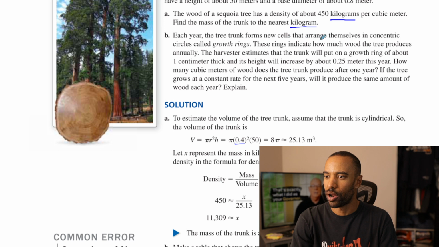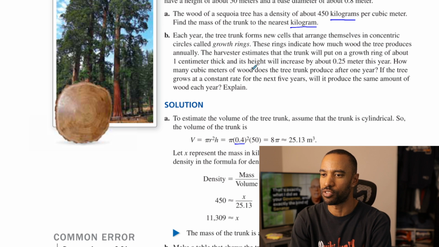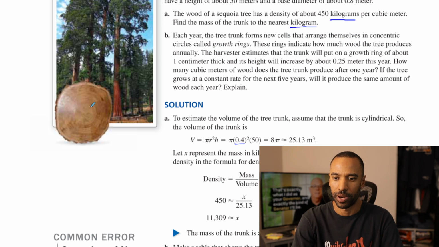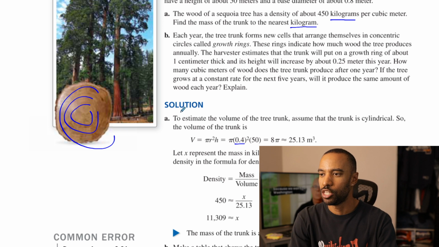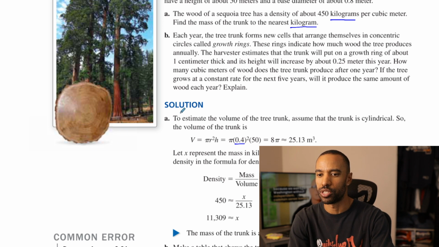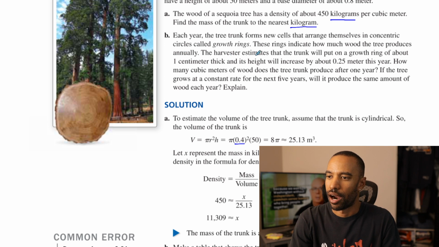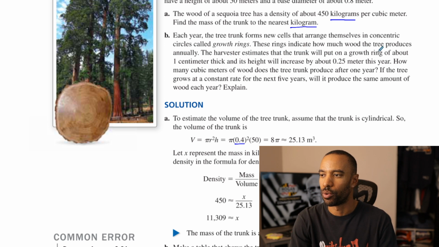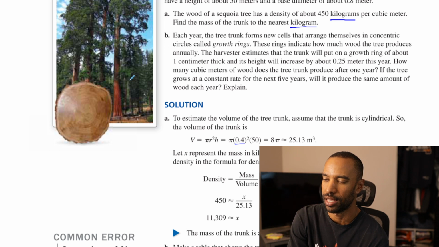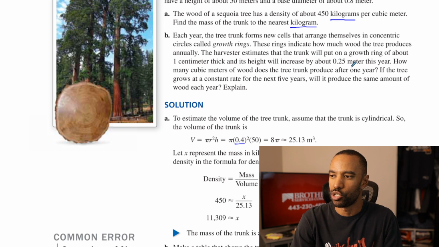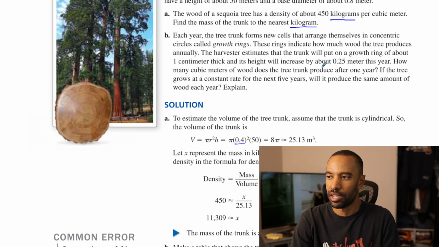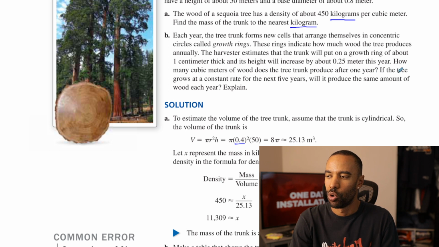Each year, the tree trunk forms new cells that arrange themselves in concentric circles called growth rings. Within here, you would see some. These rings indicate how much wood the tree produces annually. The harvester estimates the trunk will put on a growth ring of about 1 centimeter thick, and its height will increase by about 0.25 meters this year. How many cubic meters of wood does the tree trunk produce after 1 year?